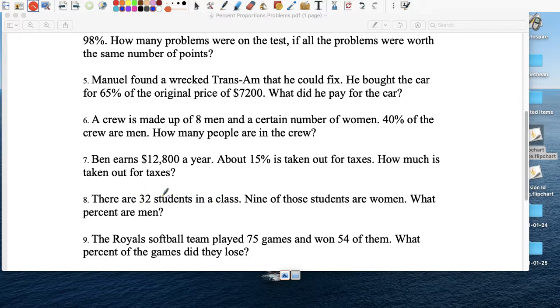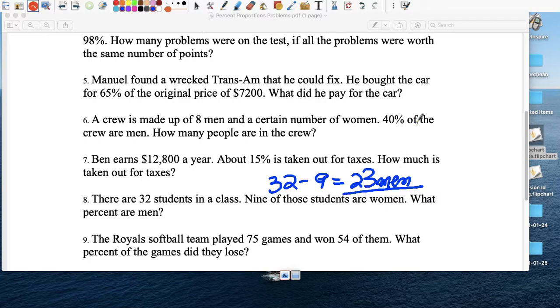32 kids in the class. Hay 32 alumnos en la clase. 9 are women. What percent are men? So, si hay 32 niños en la clase, minus 9 women, menos las 9 mujeres, ¿sobra cuánto? Sobra 23. So there are 23 hombres en la clase, right?